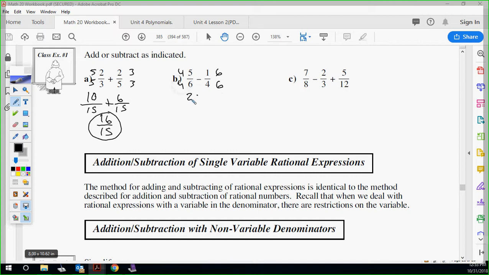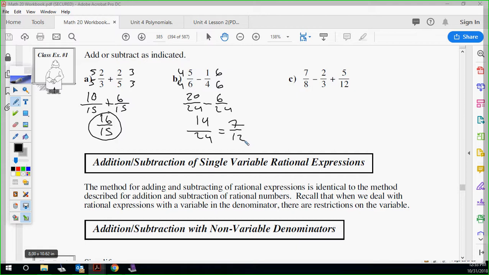So 4 times 5 is 20 over 24 minus 6 over 24. That gives me 14 over 24, which can be simplified to 7/12. So you can see we got to twelfths like we thought we might.